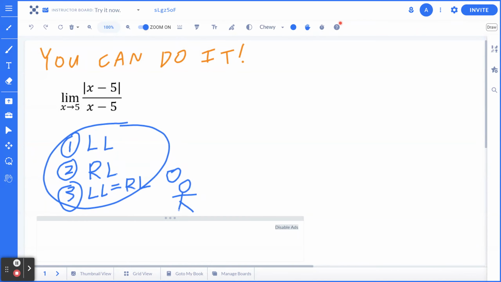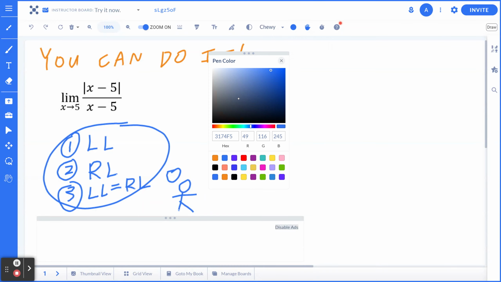So notice I didn't write this out formally. I did not write this out mathematically from a textbook. I'm just giving you the gist, just to give you a quick refresher before we deep dive into this example. Now, with a different color, here we go.